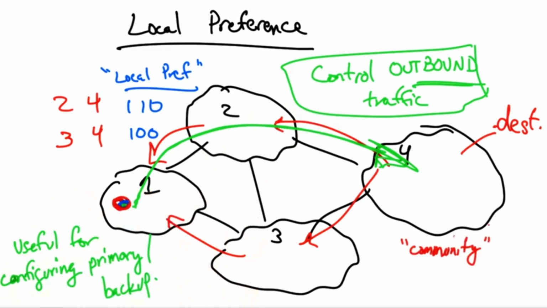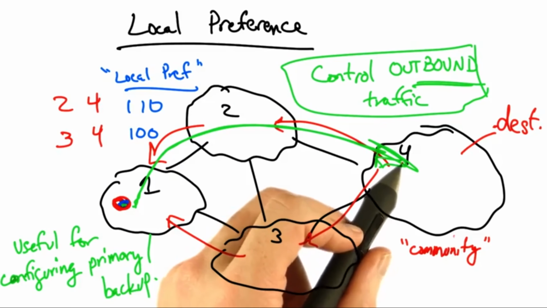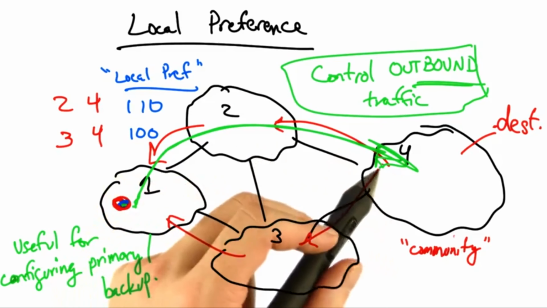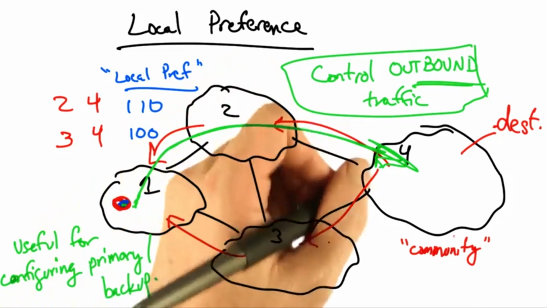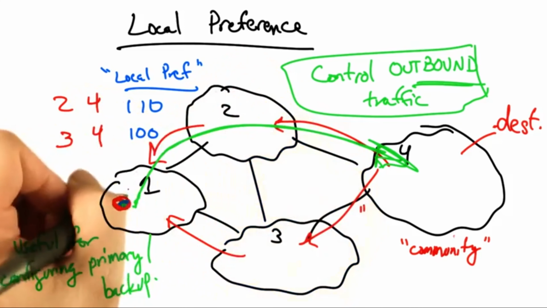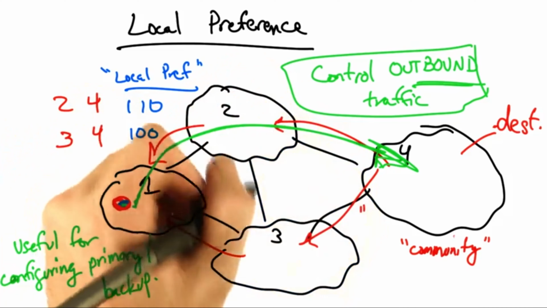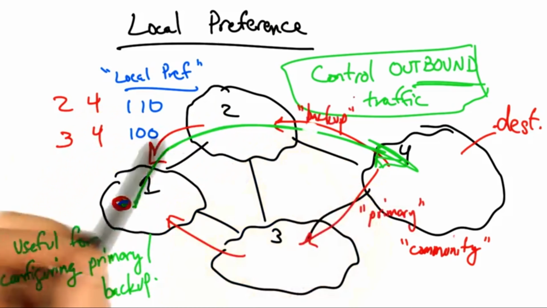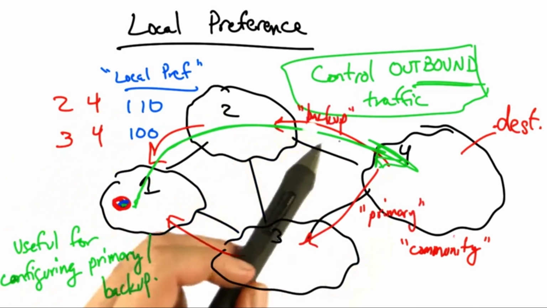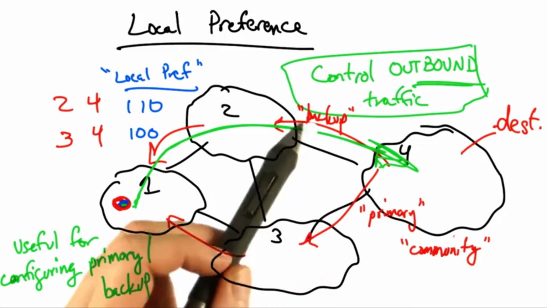But sometimes autonomous systems can attach what's called a BGP community to a route to affect how a neighboring autonomous system sets local preference. A community is nothing more than a fancy jargon word for a tag on a route. So let's suppose that AS4 wanted to control inbound traffic by affecting how AS2 or AS3 set local preference. In this case, let's suppose that AS4 wanted traffic to arrive via AS3, its primary, rather than via AS2, its backup. In this case, AS4 might advertise its BGP routes with primary and backup communities.